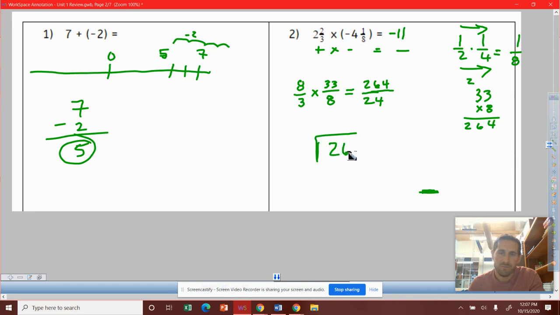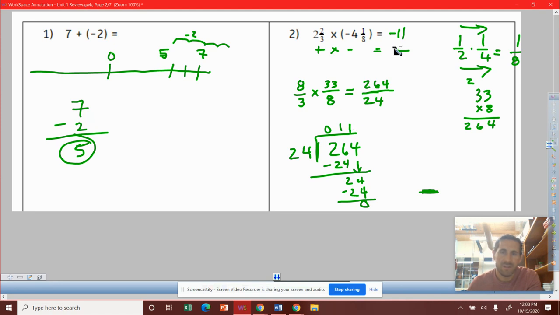Let's just do the long division if you're still questioning how I did that. How many 24s go into 2? 0. How many 24s go into 26? 1. So we do 24 times 1. 26 minus 24 is 2. Bring down the 4. 24. How many 24s go into 24? 1. And that goes in perfectly, so we have nothing left over.